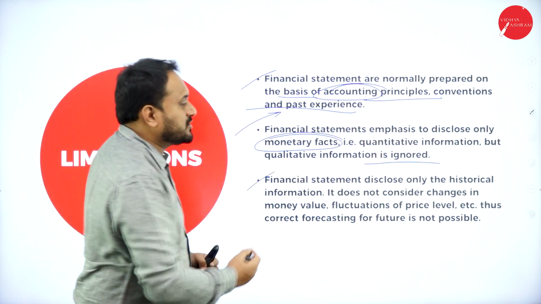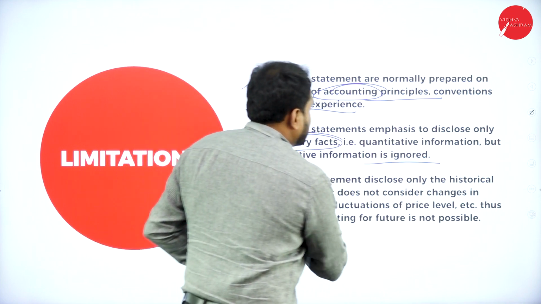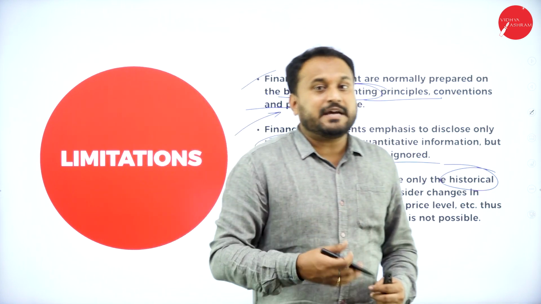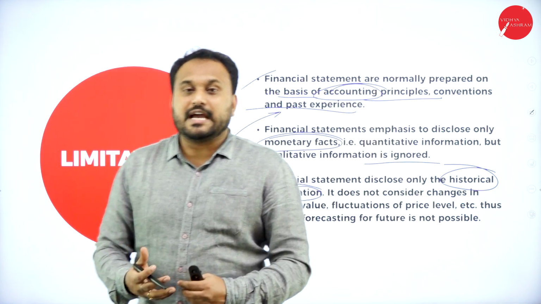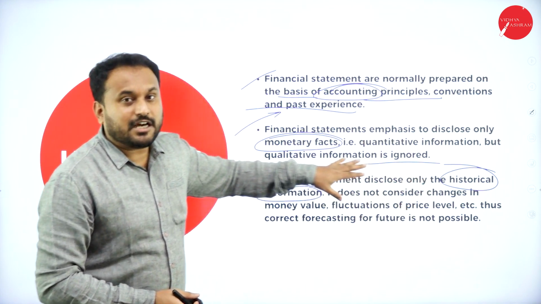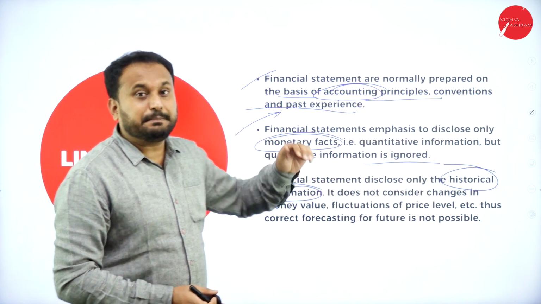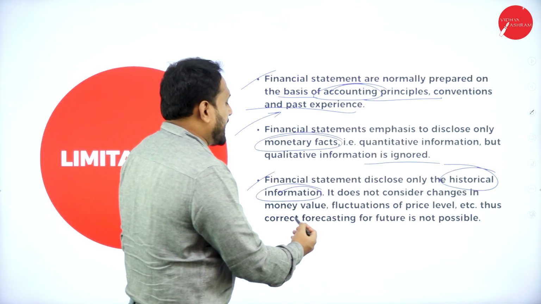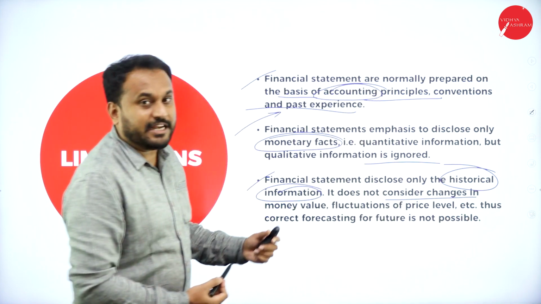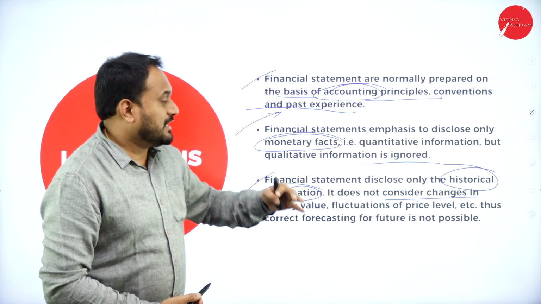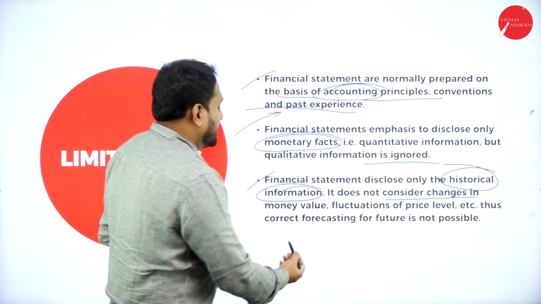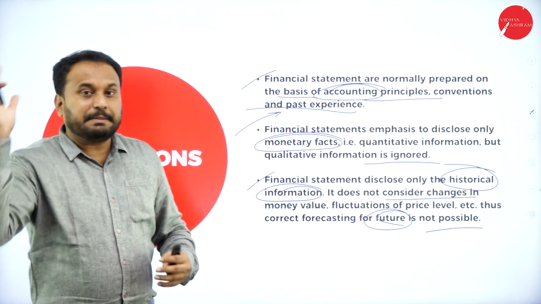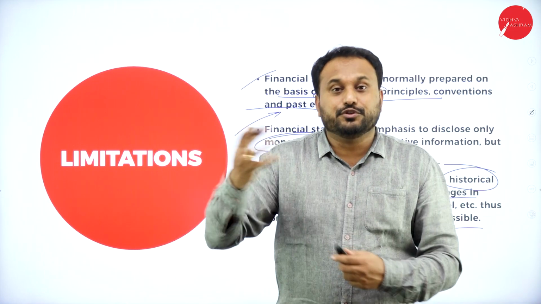Next is financial statement discloses only the historical information. See here, that is the reason we call this Advanced Cost and Management Accounting. Here we have something called the historical data which is used. It is not for the present or for the future. It is only the past. And here it does not consider changes in money value, fluctuation of price level and so on. That is the reason forecasting of the future is not possible. So this is only to analyze what is there in the past, not the analysis of the future.